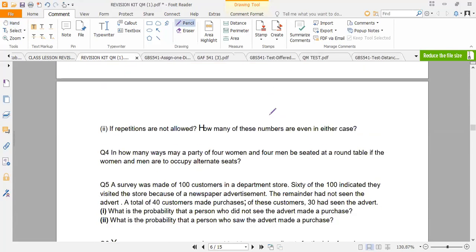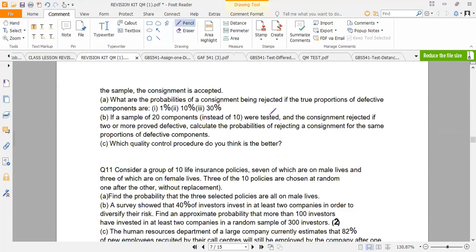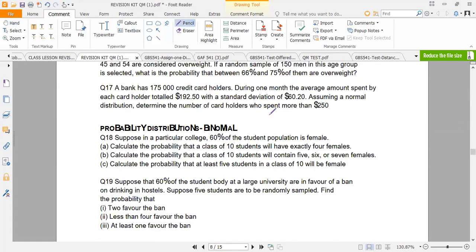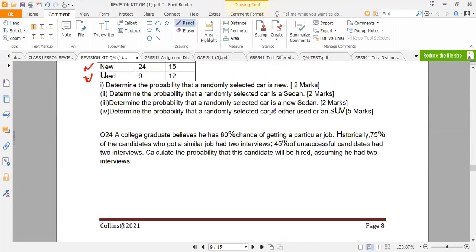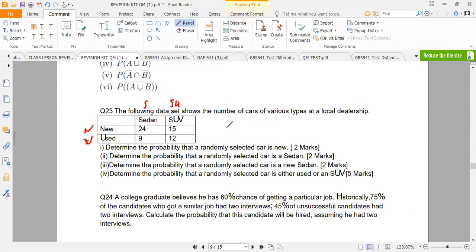I've sent you the pamphlet on the group and the question on the sedan. This one here. So this was for the part-time, not for the distance. The following data shows the number of cars of various types at a local dealership. So we've been given a sedan 24, 09 new, 24, 15 used, 9 and 12.